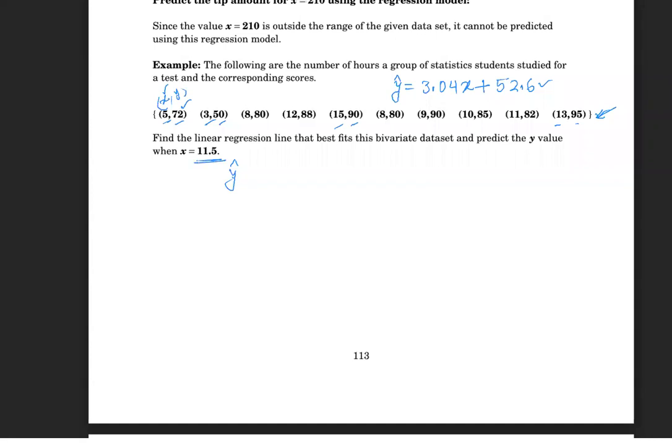First of all, you look at the data set. Is 11.5 within the range of X values? The answer is yes. The smallest X value is 3, and the largest X value is 15. So 11.5 is within that range, so you're okay. It's going to be 52.6 plus 3.04 times 11.5. That is 87.56. So the predicted value for the student who studied 11.5 hours is 87.56, or roughly about 88. That is what the model predicts.